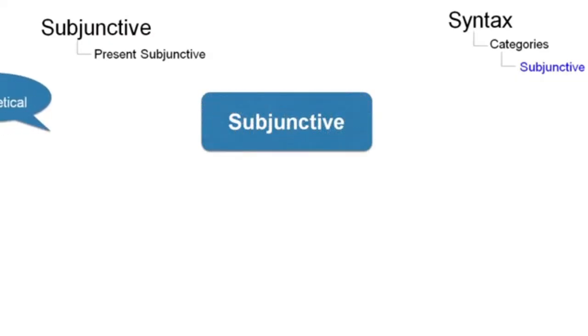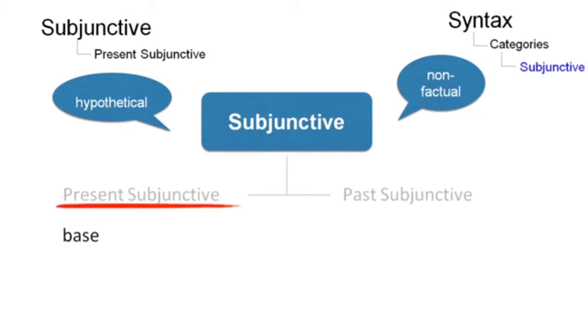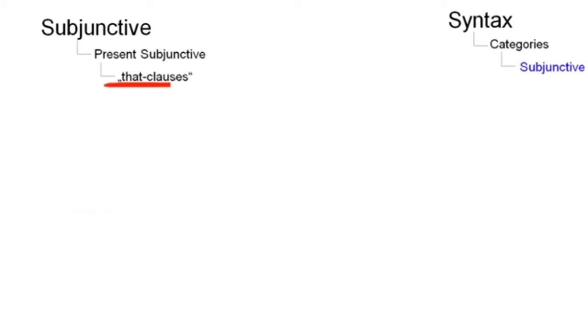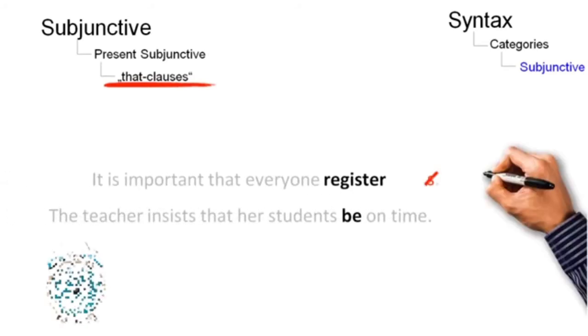The subjunctive is a form of a finite verb that is mostly used in hypothetical or non-factual cases, but also in special kinds of finite dependent clauses. In present-day English, there are two types of subjunctive, the present subjunctive and the past subjunctive. The present subjunctive consists of the base form of the verb used where the S form of the verb would normally occur. The present subjunctive can be used in that clauses like, it is important that everyone register, or the teacher insists that her students be on time.